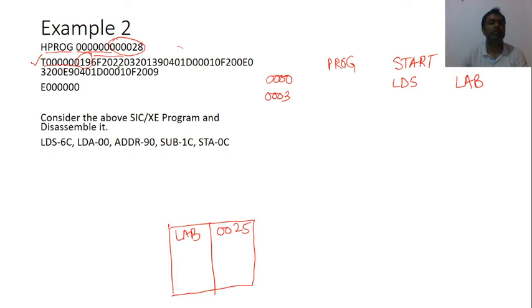Our next object code is 032013. I have to write it first in binary. It will be 0000, and 3 means 0011, 2013 means 0010, 0000, 0001, and 3 means 0011.